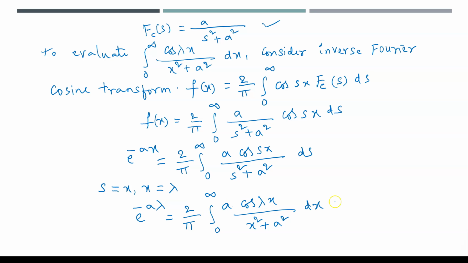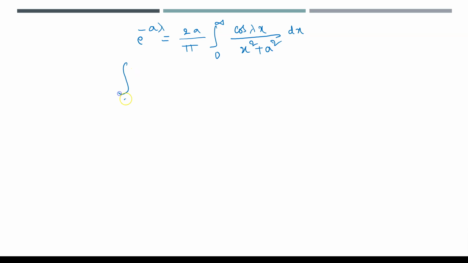So here if you take this a outside, this implies e power minus a lambda equal to 2a by pi integral 0 to infinity cos lambda x upon x square plus a square dx. Now integral 0 to infinity cos lambda x upon x square plus a square dx equal to pi by 2a into e power minus a lambda. This is the value of the integral.